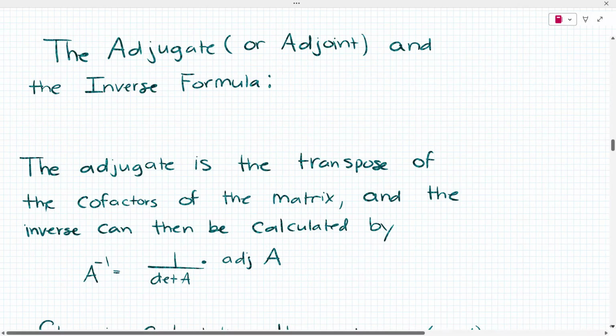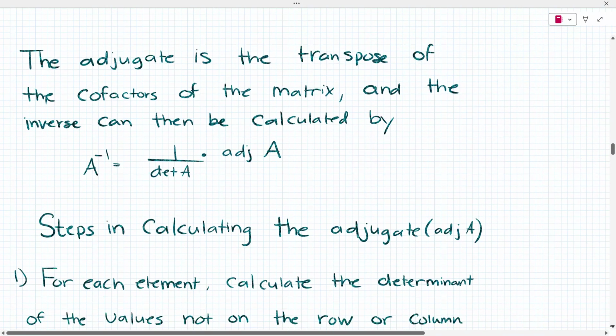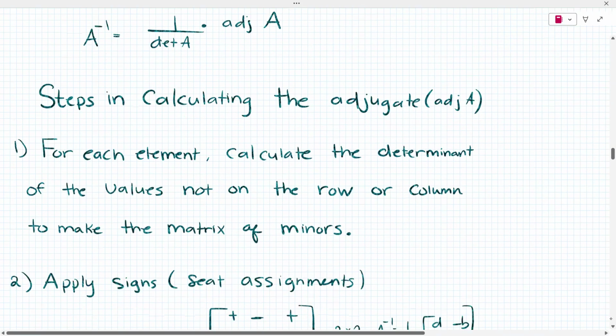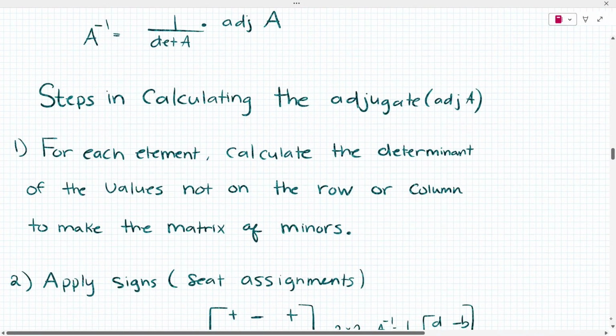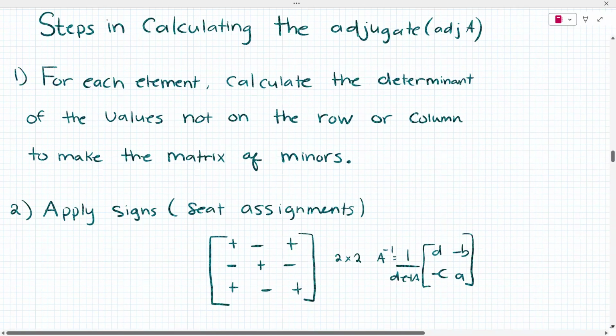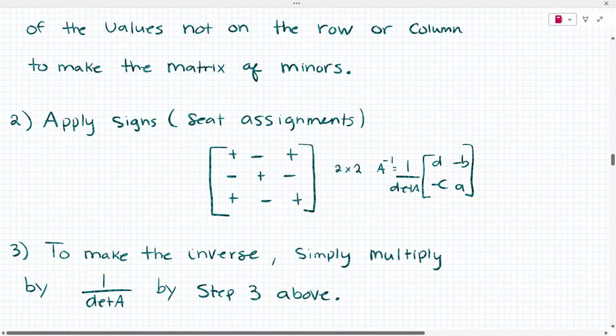Okay, so let's talk about the steps in calculating the adjunct of A. Step 1, for each element, calculate the determinants of the values not on the row or the column to make the matrix of minors. What does that mean? You'll see. Step 2, apply the sign. So you've seen this before: plus, minus, plus, minus, plus, and so on.